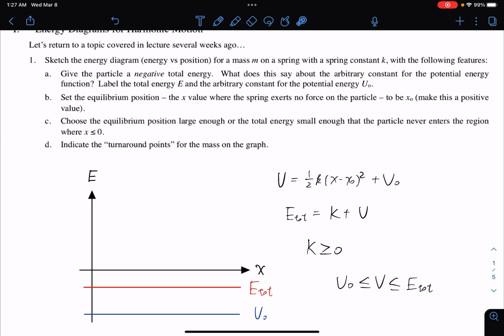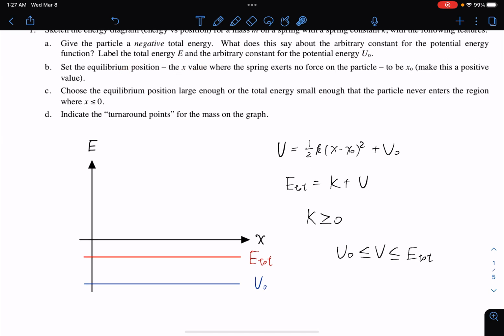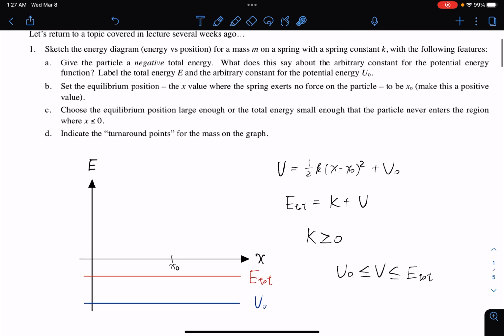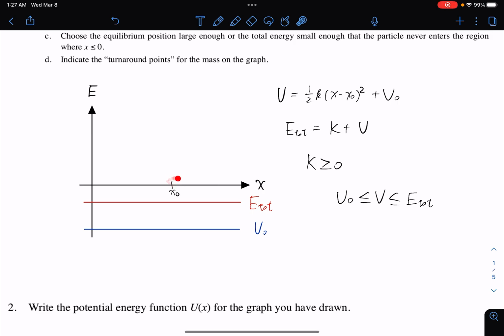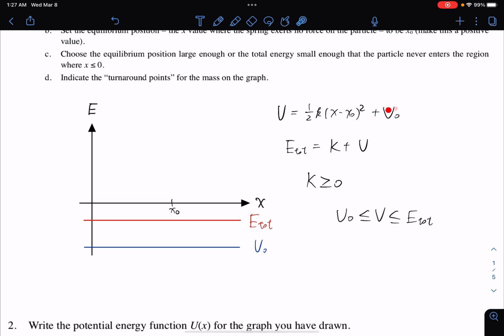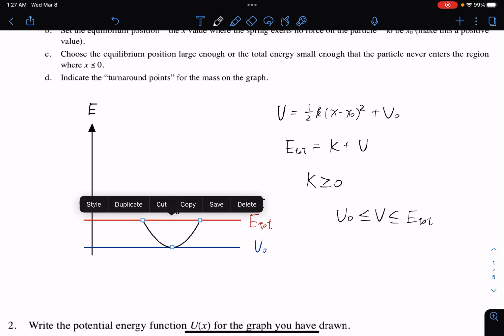So now we can set the position of equilibrium at a positive value. Let's set it here. Here's our x0, and we draw it very far away from the 0 point, and now we can draw the potential energy diagram. So at x0, the potential energy is the constant u0, so it starts right here, and as it goes up, it grows like a curve, and more exactly, it grows like a parabola, so it has the shape of this.